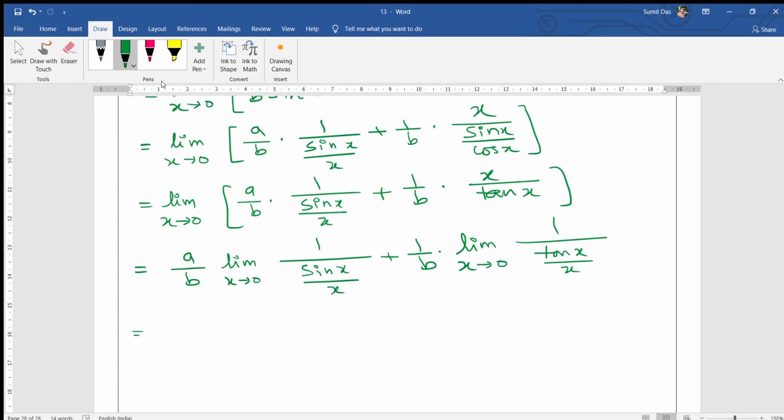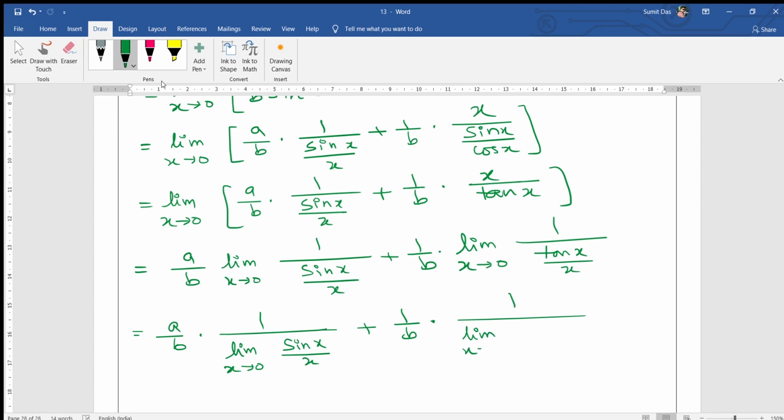Why I'm not taking on the denominator? Because in the denominator there is no x. So here it will be a by b into 1 by limit x tends to 0, sin x by x, and then here 1 by b into 1 by limit x tends to 0, tan x by x. So you can see this value and this value is 1.